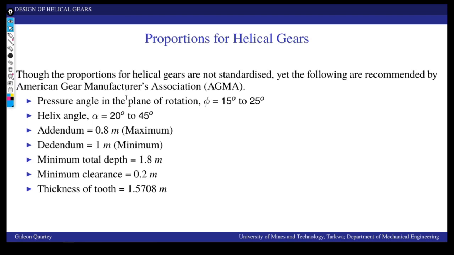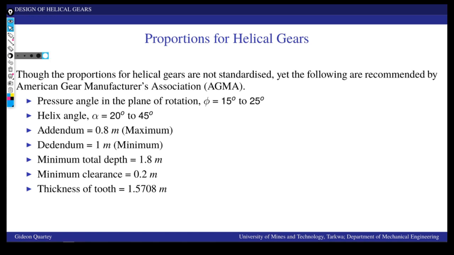Now there are some proportions of helical gears that we can note. The pressure angle in the plane of rotation is called phi, and that is usually between 15 degrees and 25 degrees. The helix angle is between 20 degrees and 45 degrees. The addendum is 0.8 times the module. That's the maximum addendum. The minimum dedendum is equal to 1 times the module, and the minimum total depth is 1.8 times the module.